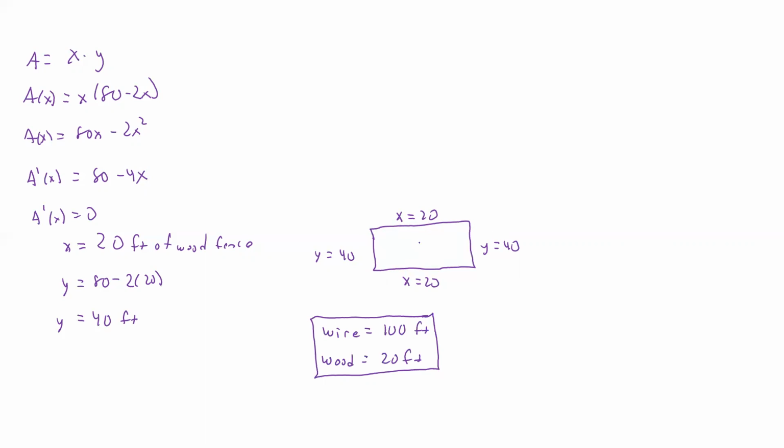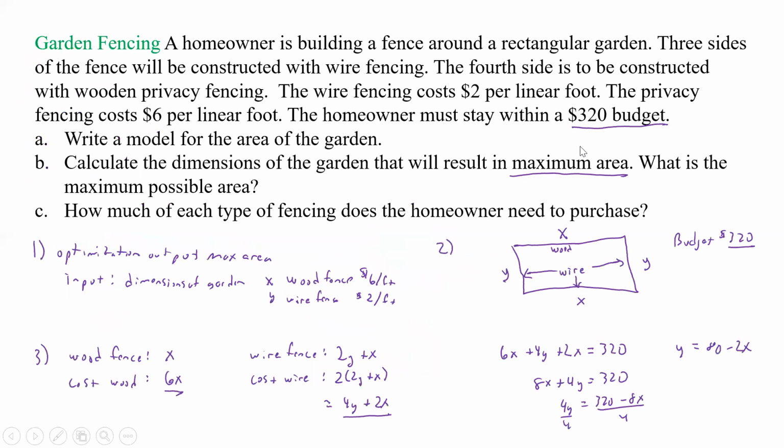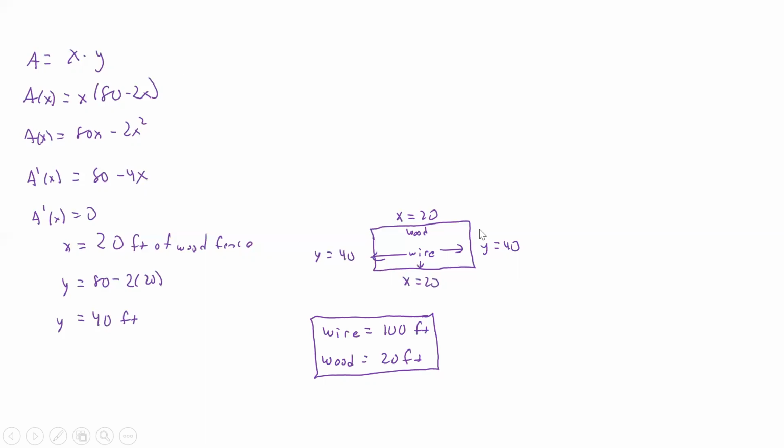So that's the key. And so again, the top one was our wood, and our wire was the 3 on the bottom and the left and right. Okay. And so we've optimized the area, and now it says, what is the maximum area? Well, max area is equal to 20 times 40. So that's going to be 800 square feet. So that would be our max area.